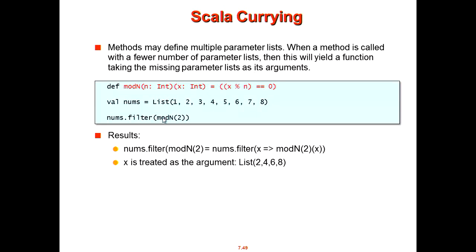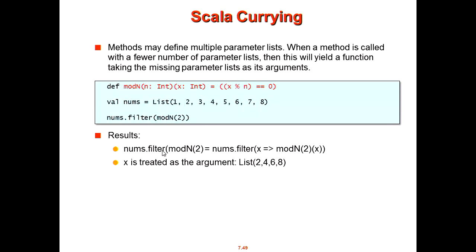For example here, we have a list. If you do nums filter mod n 2, we can see that 2 is only for n, but x is missing, right? Which means your code is called with a fewer number of parameter lists. It's only one parameter list, but x is missing. As a result, x will be treated as a parameter for this function. And where x is obtained from is nums, because it's the filter function. Each member in this list will be sent to mod n as x.